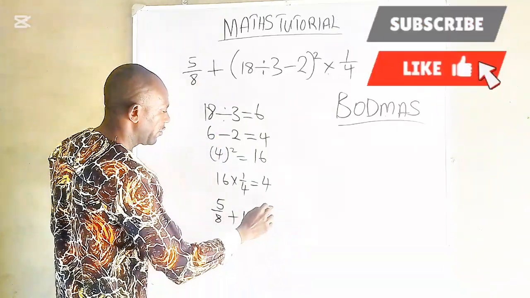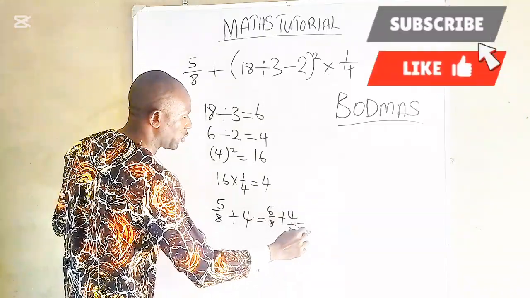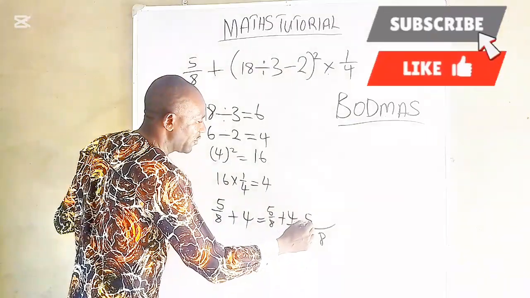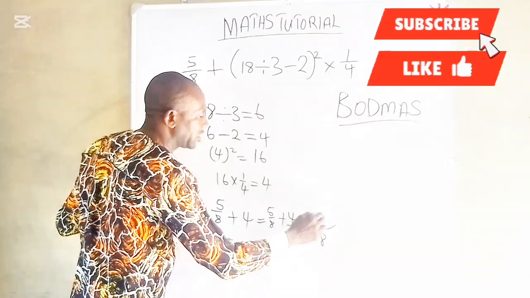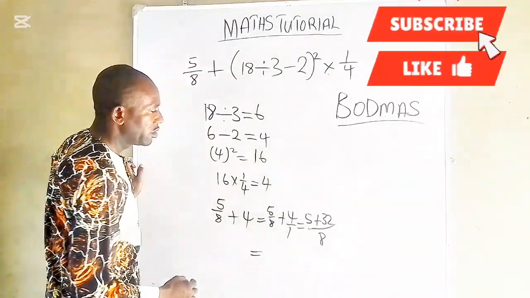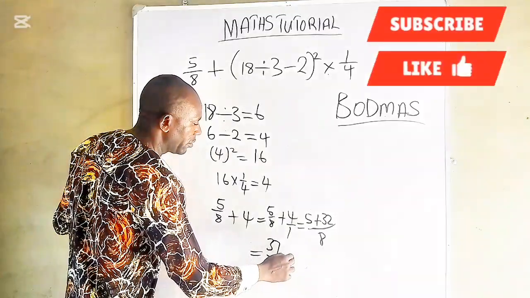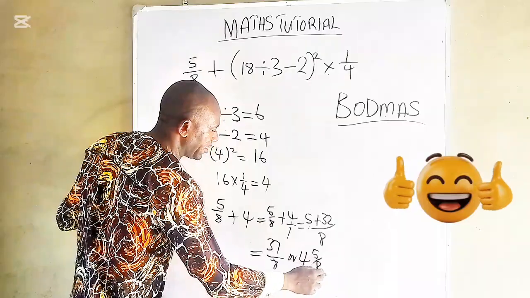This is what? 5 over 8 plus 4 over 1, the common denominator equals 8. 8 divided by 8, 1 times 5 is 5. Plus 8 divided by 1 is 8 times 4 is 32. Equals to 32 plus 5 is 37 all over 8. Or 4 whole number 5 over 8 as the final answer.